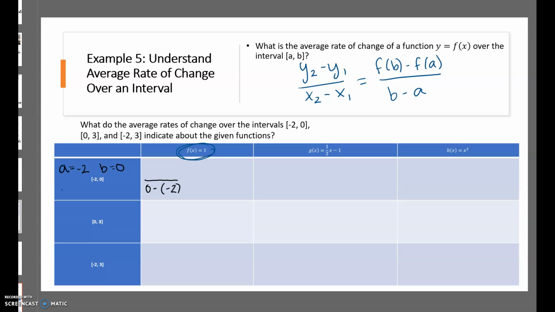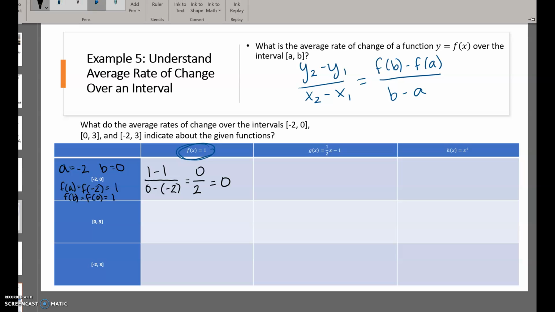And then to find f of a, we need to plug in -2 for x. Well, in this one, it's just a constant. There is no x in there. So we're just looking at 1. And then f of b, same thing. We would plug in f of 0. But again, we just have a constant. So on top, it's just going to be 1 minus 1. So now we have 0. And then 0 minus a -2 would be 0 plus 2. And so there's 0. Okay. And then you'll do the same idea here and here for these boxes.